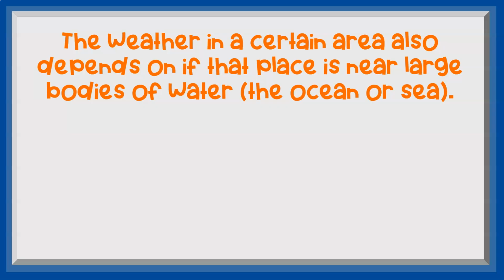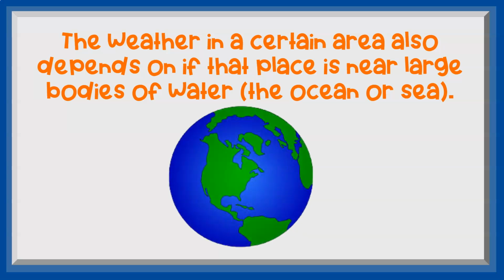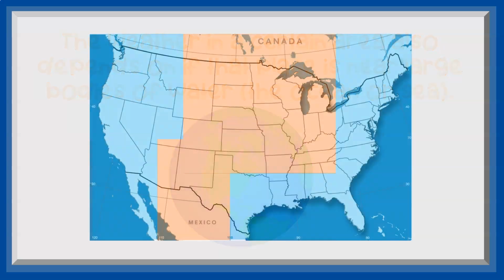The weather in a certain area also depends on if that place is near large bodies of water, the ocean or the sea, for example. This is a map of the United States. Look at the areas that are closest to the ocean. They are shaded blue. Those areas are moist. That means they get more rain or snow. We call that precipitation.